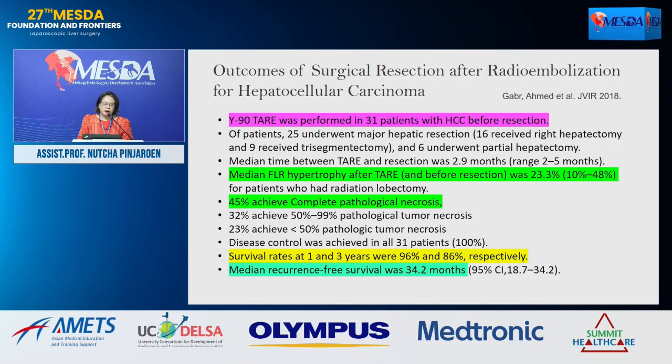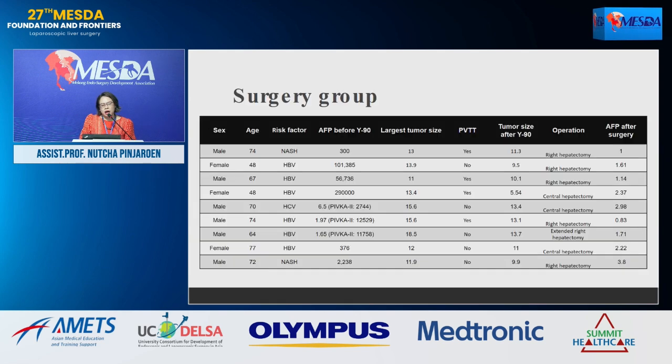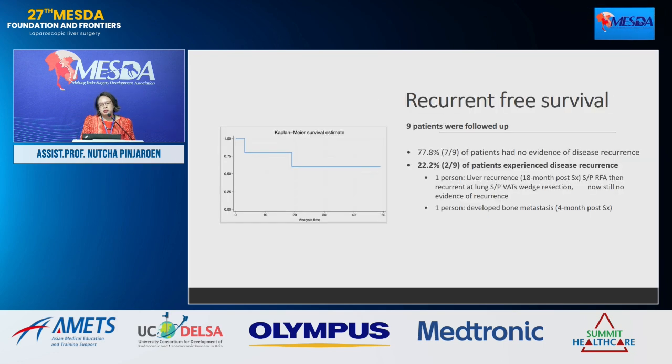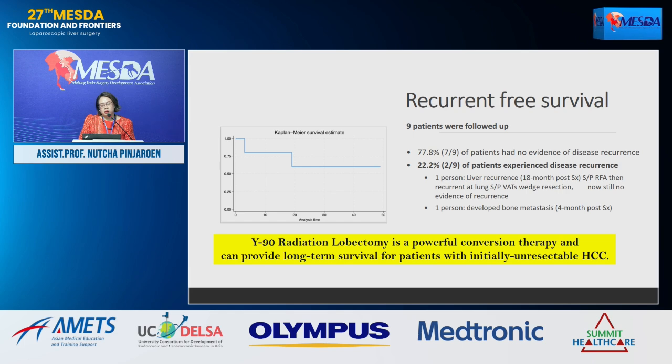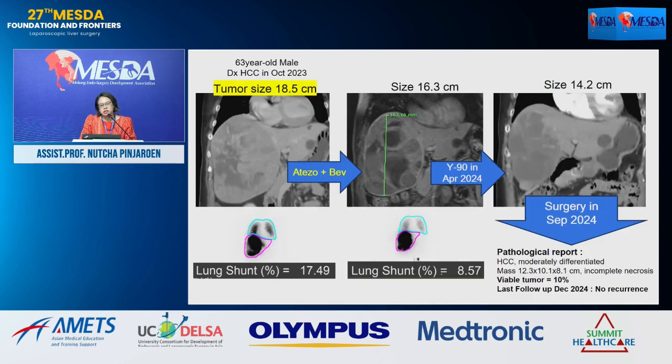And the problem with Y-90 is that sometimes with a large size tumor, there will be a higher lung shunt. But if you can resect the patient, you can expect long-term survival. 3-year survival is as high as 86%. And this is our data, 9 cases that we resected from our center. Only 2 cases presented disease recurrence. One is an extrahepatic recurrence, and one is a bone metastasis. So the local control of the liver disease is very good for Y-90 radiation lobectomy followed by hepatic resection.